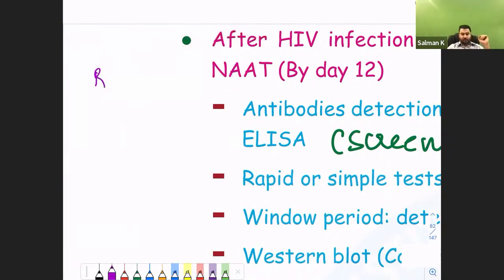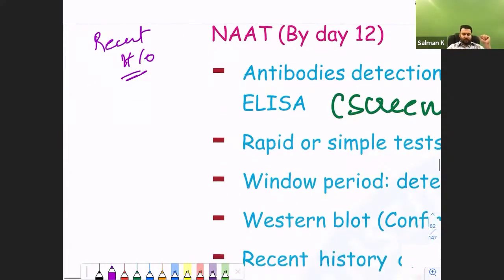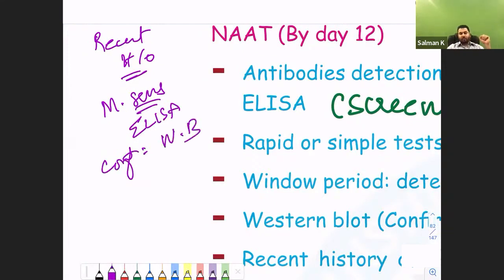If the question asks you recent history of exposure, you're answering P24. If they ask you window period, you're answering P24. If they ask you most sensitive test, you're answering ELISA. If they ask you confirmatory test, you're answering Western blot. I hope there is no more confusion after this. Recent history of exposure, please mark P24. Most sensitive, ELISA. Confirmatory in India, Western blot. Best test overall, it is PCR or NAT.